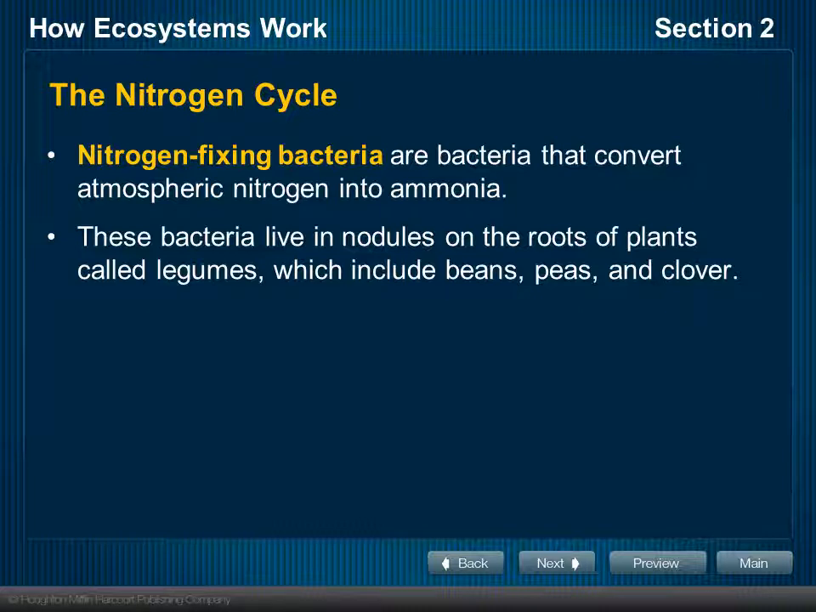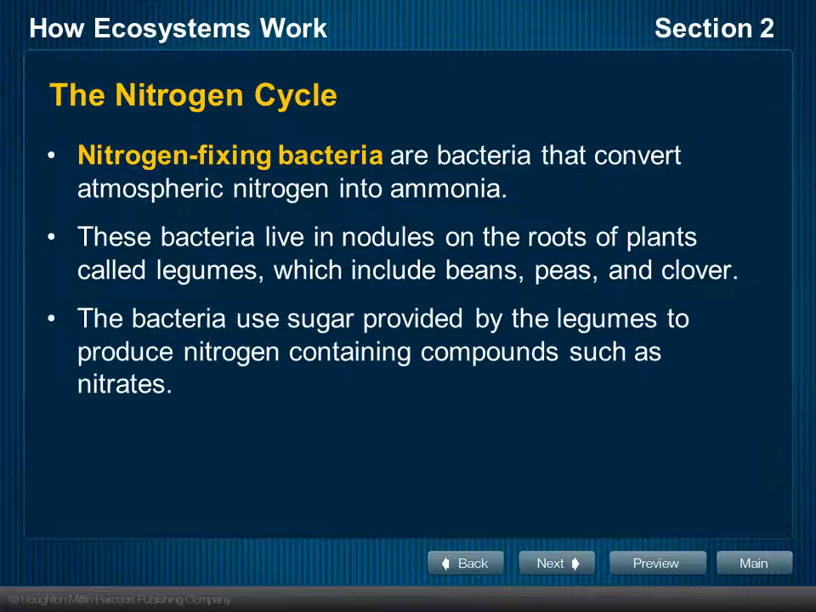Peanuts, for example, are a very common legume in the South. And if you've ever pulled a peanut plant out of the ground, if you look at the roots, there are these little nodules on the roots, and those nodules contain the bacteria. And that's why also in terms of agriculture, you can plant these types of plants in fields that need to go fallow or rest for a time, and it will help increase the nitrogen in the soil where they're located. And then what the bacteria do is they use the sugar provided by the plant, by the legume, and produce nitrogen-containing compounds such as nitrates.